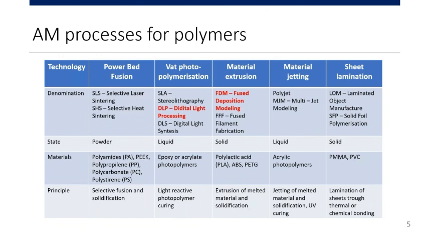We have selective fusion and solidification for powder bed fusion. We have light reactive photopolymer curing for vat photopolymerization. We have extrusion of melted material and then solidification for material extrusion methods. We have material jetting of melted materials and solidification, later ultraviolet curing. And we have lamination of sheets through thermal or chemical bond. So this is an overview.